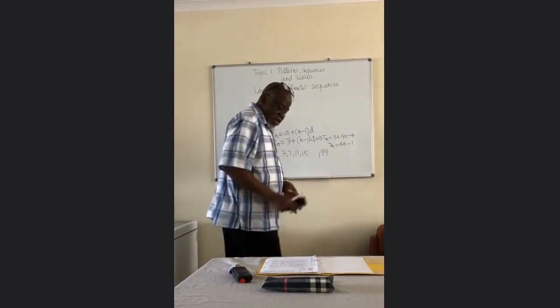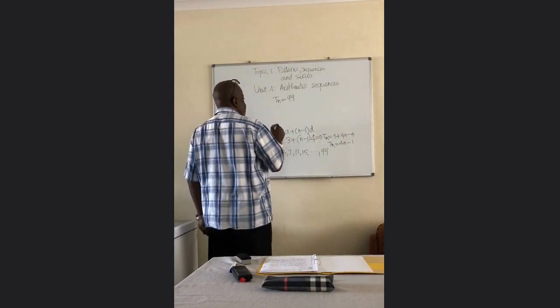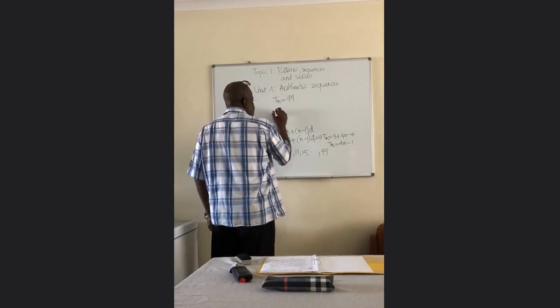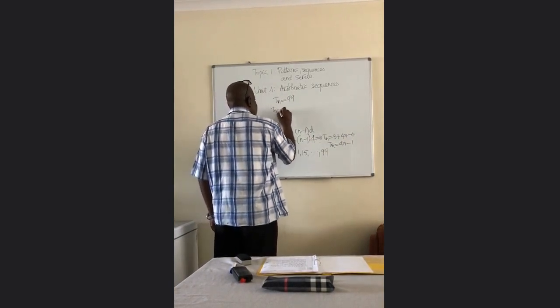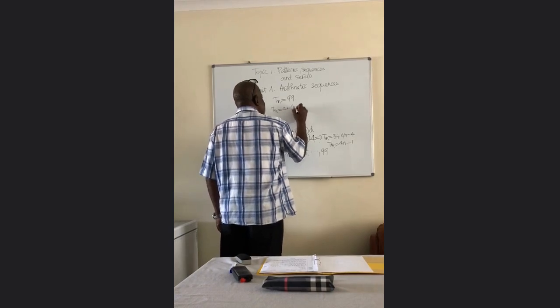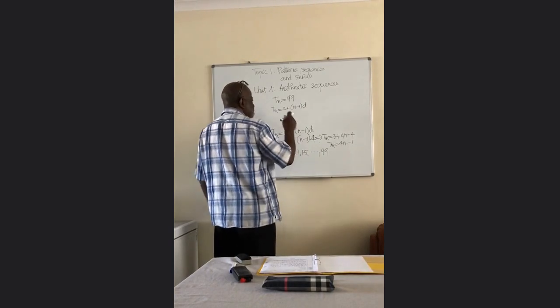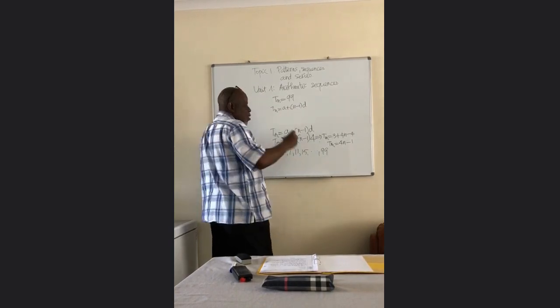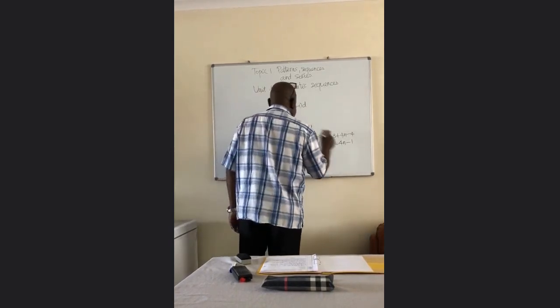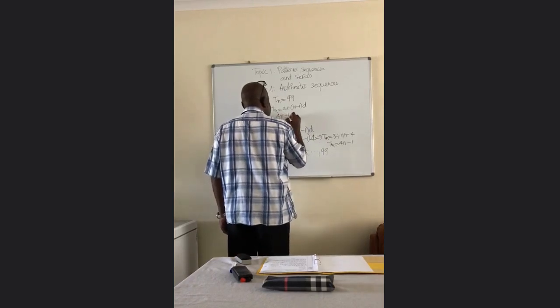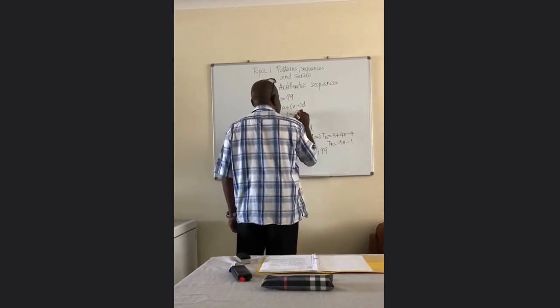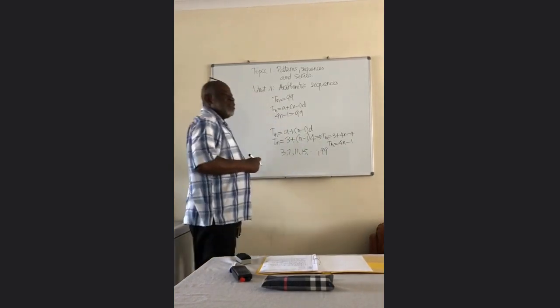So we will replace in our formula. We write Tn is equal to 99, and Tn is a plus n minus 1 times d. By applying this formula, we end up getting that Tn is 4n minus 1, and we will equate this to 99.